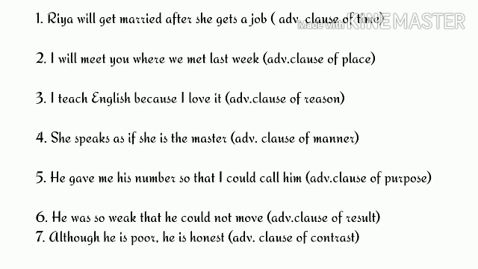I will meet you is the main clause. Where we met last week is the subordinate clause starting with the subordinate conjunction where. It is modifying the verb meet, and so it is an adverb clause, and also it tells us about the place. It answers the question where. Where will I meet you? Where we met last week. So where we met last week is the adverb clause of place.